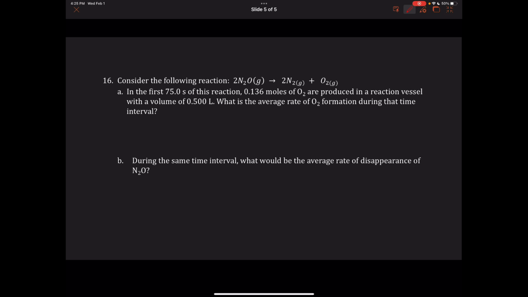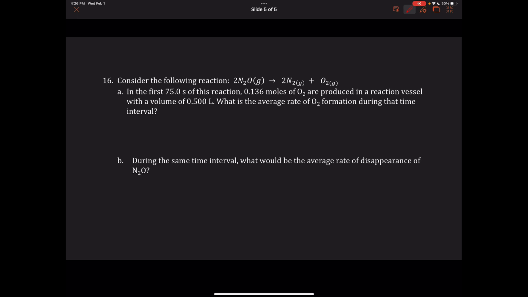Now looking at our next problem, we're asked to consider the following reaction. We've got 2N2O producing nitrogen and oxygen. We're told that in the first 75 seconds of this reaction, 0.136 moles of oxygen are produced in a reaction vessel with a volume of 0.5 liters. And we're asked for the average rate of oxygen formation during that time interval.